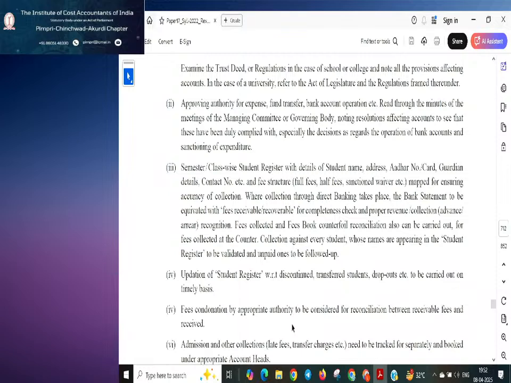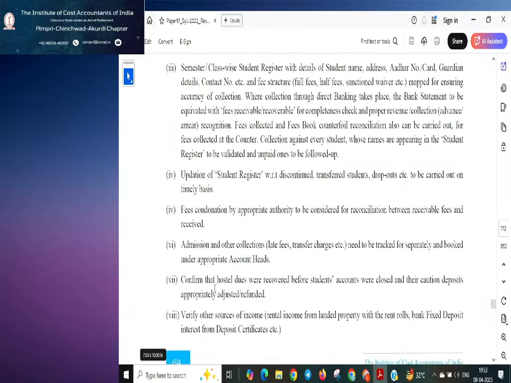Then updation of student register, that is in case of students who are taking TC, transfer certificate, who have discontinued, who are transferred from one branch to another branch, where you have dropouts. These all things should be checked and updated on a timely basis. Fees condonation by appropriate authority to be considered for reconciliation between receivable fees and received. So sometimes scholarship may be attached to it. Okay. Admission and other collections like late fees, transfer charges. So all these should be tracked separately, because it is something peculiar or specific that happens and which is not regular in nature for all the students, and booked under appropriate account heads.